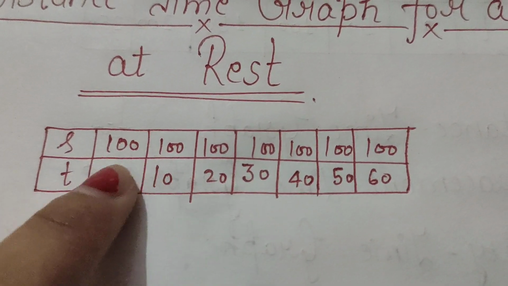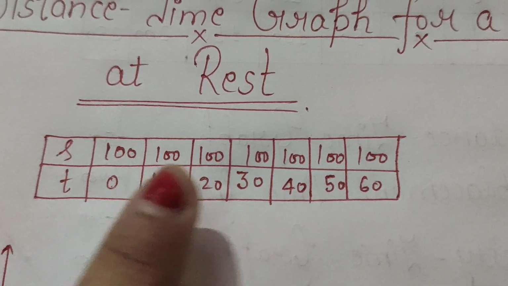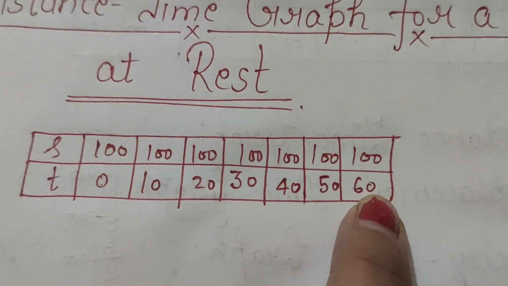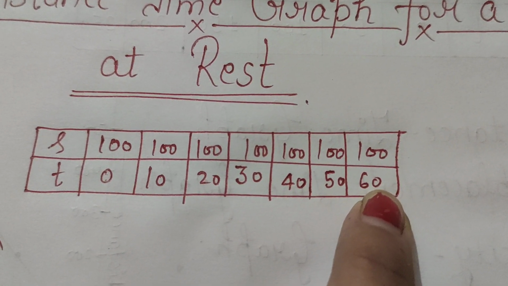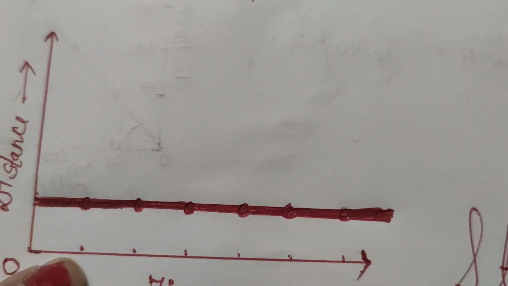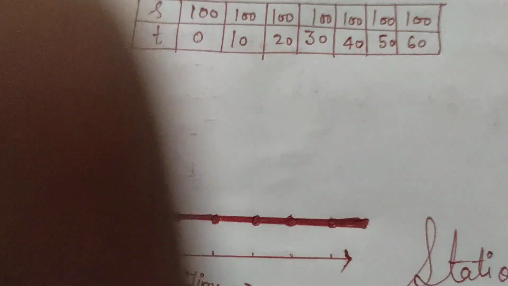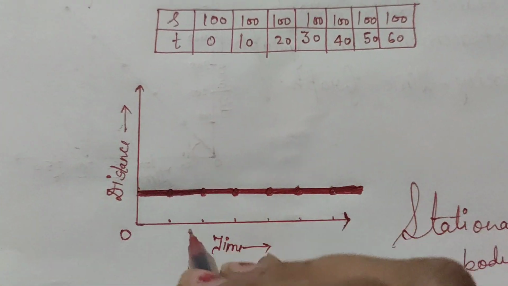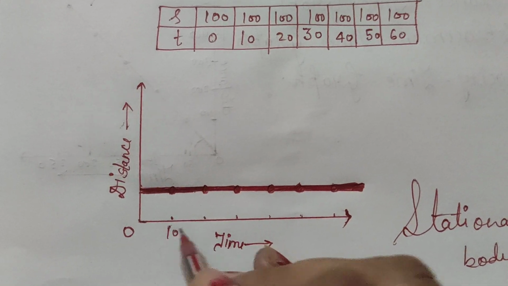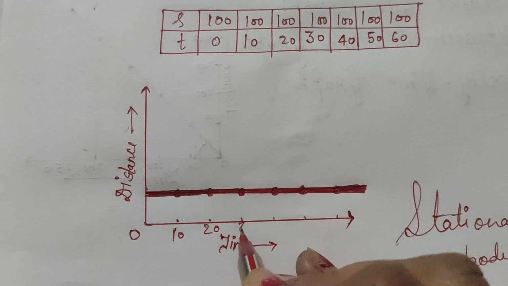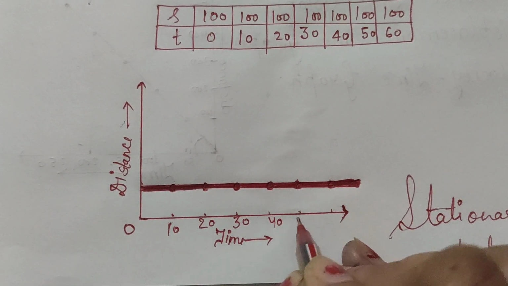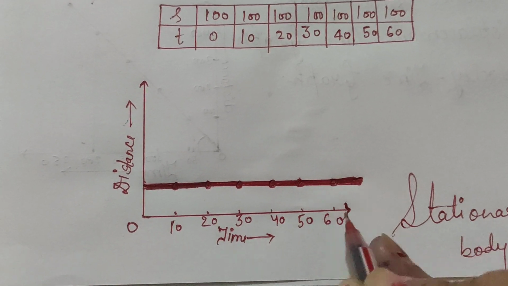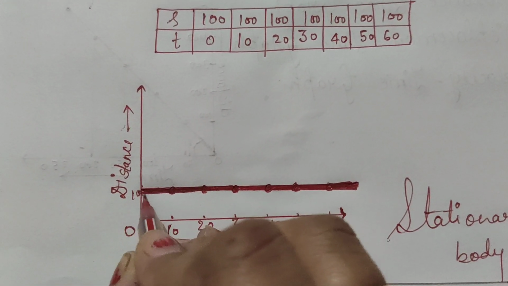That means it is at a distance of 100 meters from your place. Either you have started watching it from the very beginning or till 1 hour, it has not changed its position. So here, how are we going to draw the graph of the same object? Just plot the points very clearly, and these points will be 10, 20, 30, 40, 50 and 60 on the time axis, and this is your 100 meters.